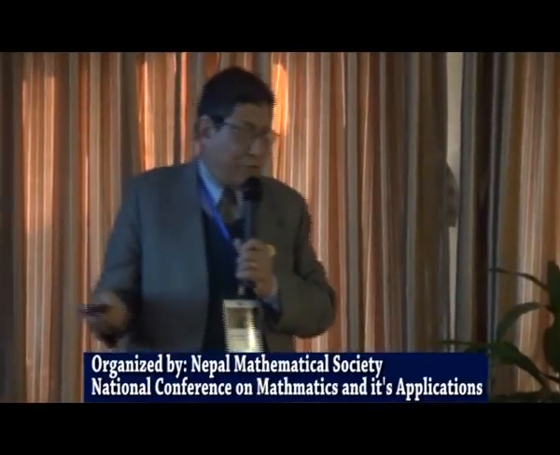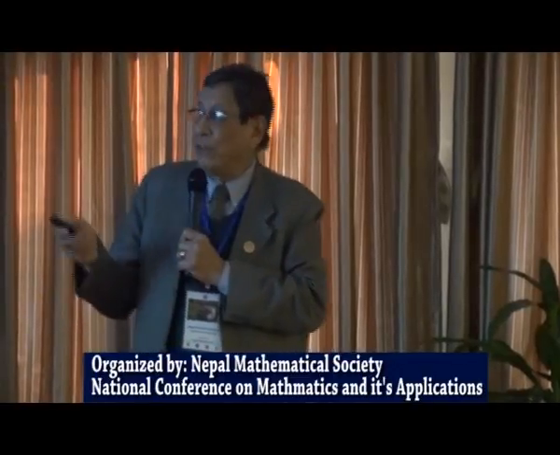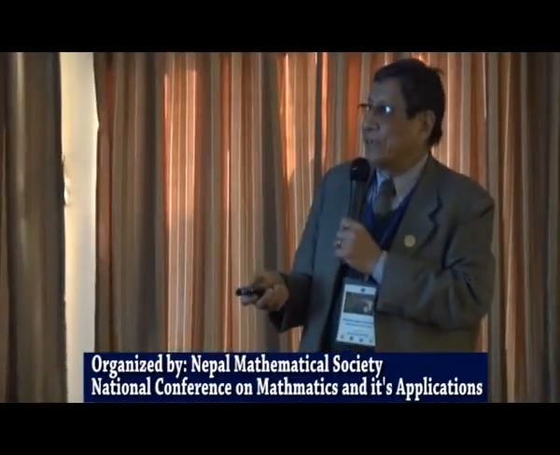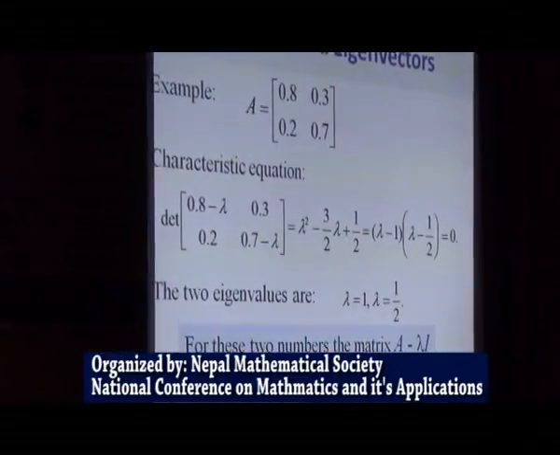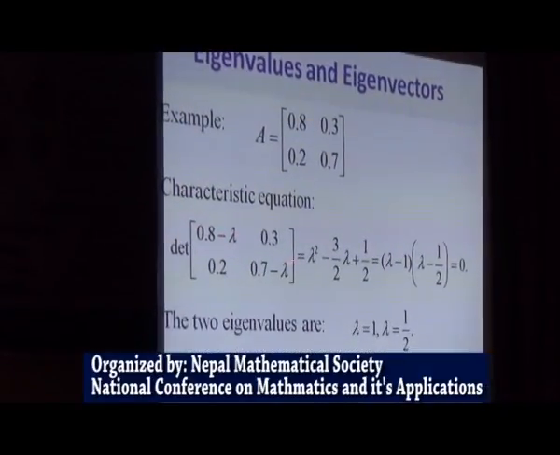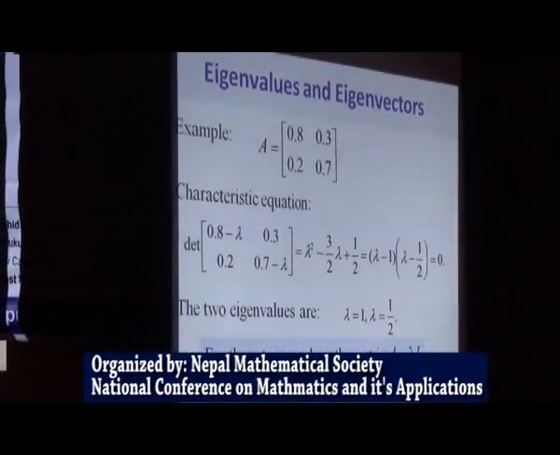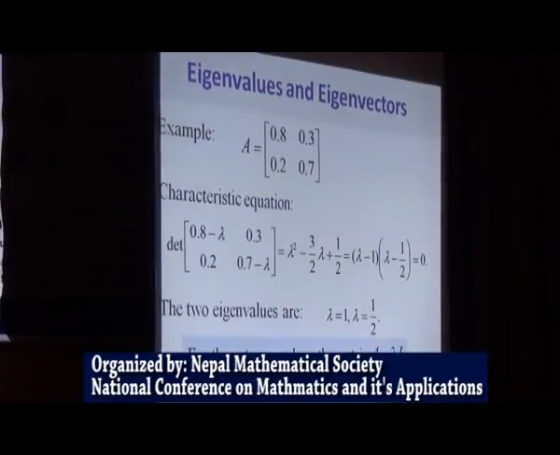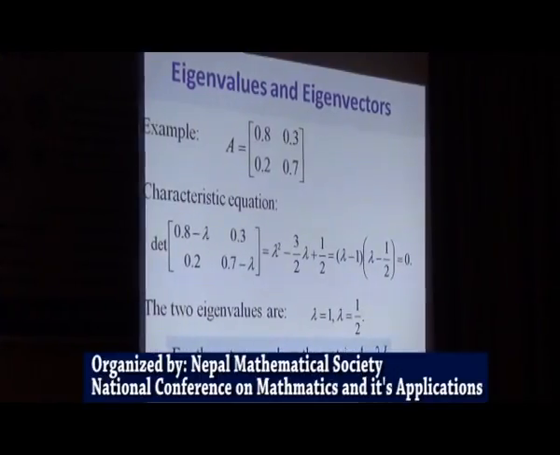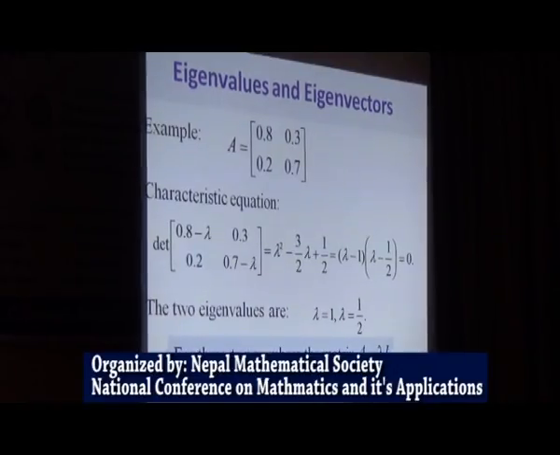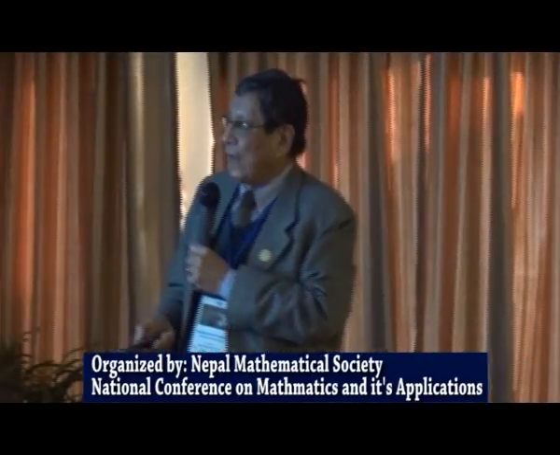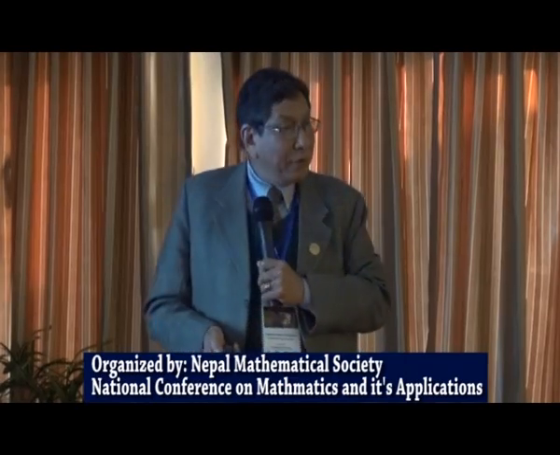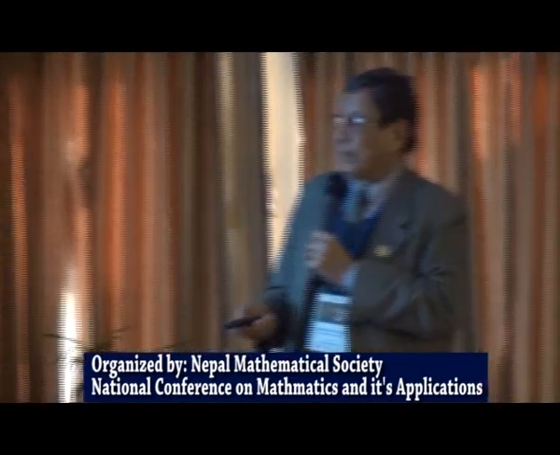So in this example which I have cited, let's find the eigenvalues and eigenvectors. The determinant is very simple. You subtract lambda from the diagonal and simplify. It has two eigenvalues: lambda equal to 1 and lambda equal to half. These two numbers make the matrix singular, so the determinant equals 0. So the eigenvalue will be 1, as in the previous case in our small example.